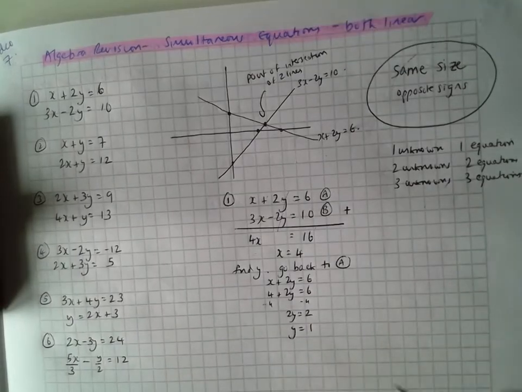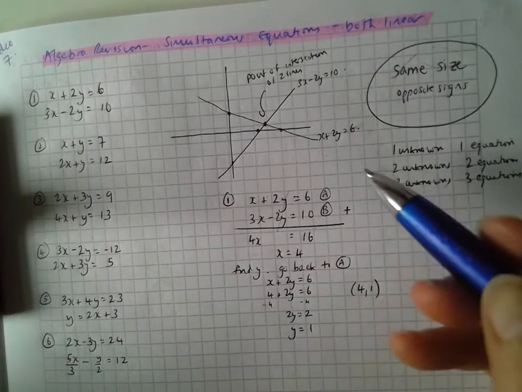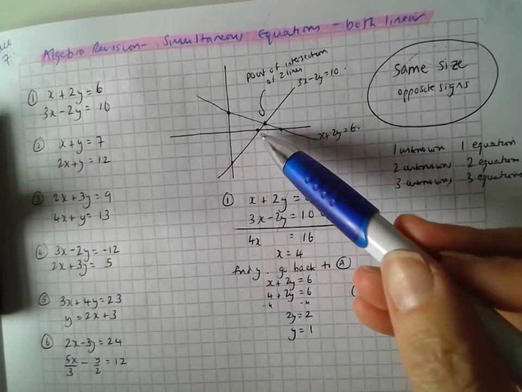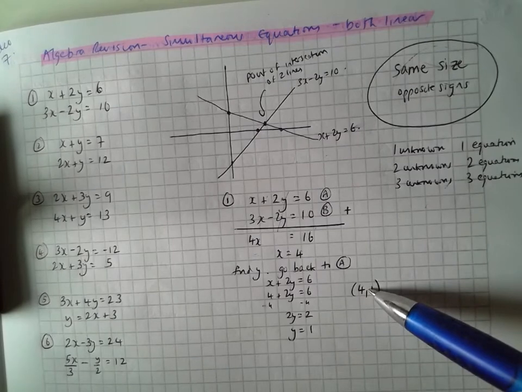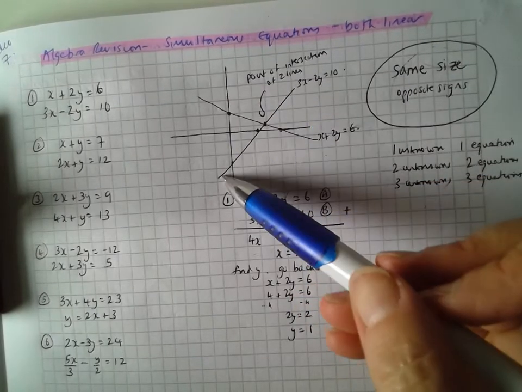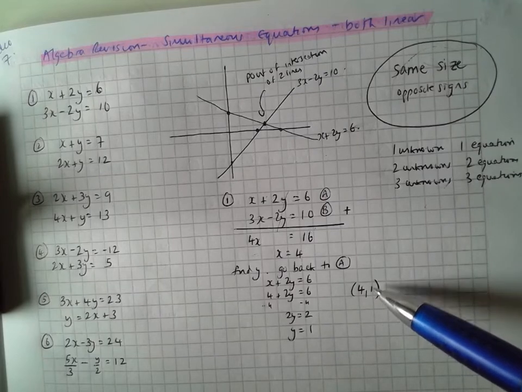So what I found out here is that the point 4, 1 is the point, and actually it looks quite right on my graph, remarkably so. The point 4, 1 is the point where these two lines meet. And it is also the value of x and the value of y that works in both of these equations.